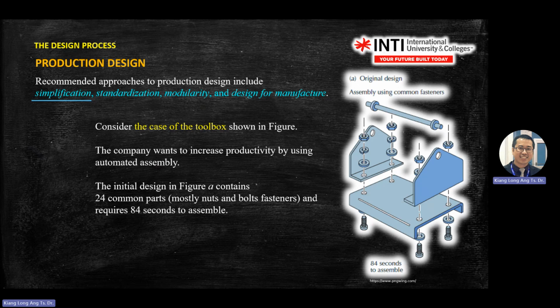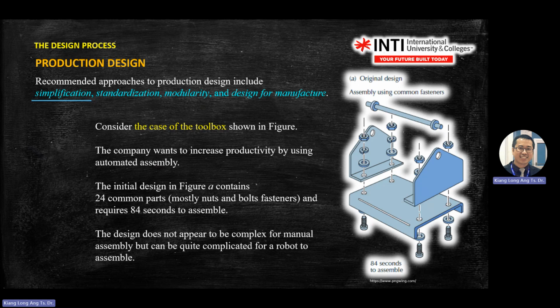So this design, if you count, has 24 common parts and requires 84 seconds to assemble. If you tell an operator to go ahead and assemble, counting from the first screw you screw in until the last screw, you need 84 seconds. So this design does not appear complex for manual assembly, but it is complicated for a robot to assemble.